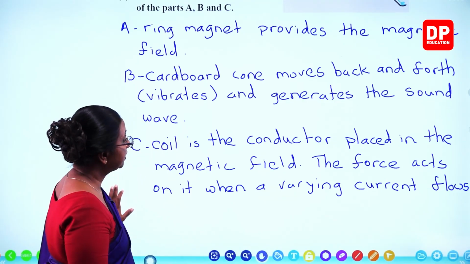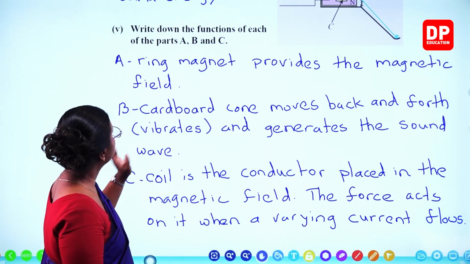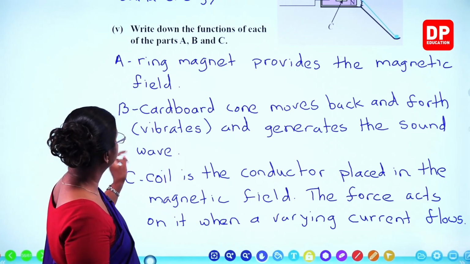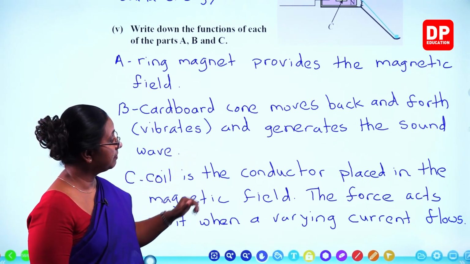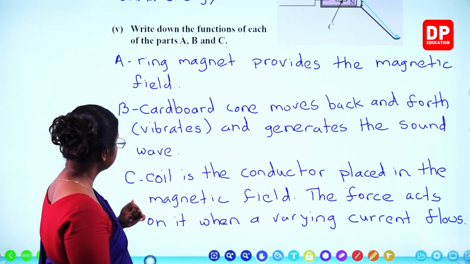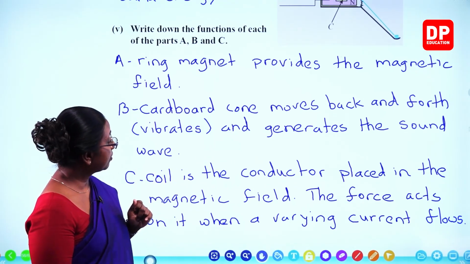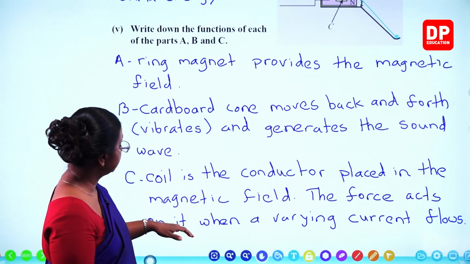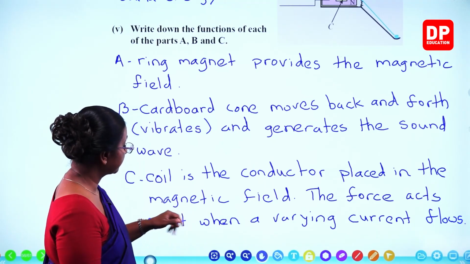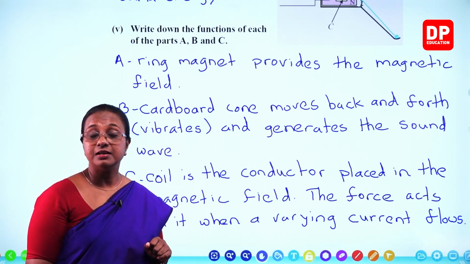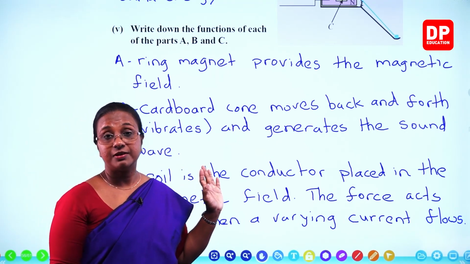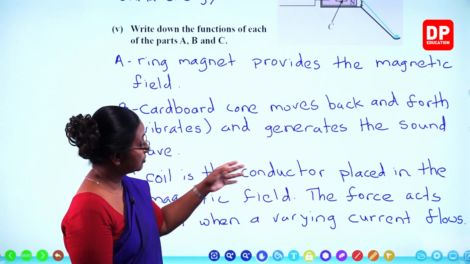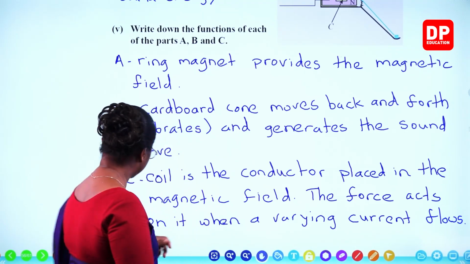So you're familiar with all the components. A is the ring magnet, provides a magnetic field, and B, cardboard cone, moves back and forth, or you can say vibrates and generates the sound wave. Then C is the coil, is the conductor placed in the magnetic field, and the force acts on it when a varying current flows through it. So those are the functions of the different parts. With that, students, I'll move on to the next slide.